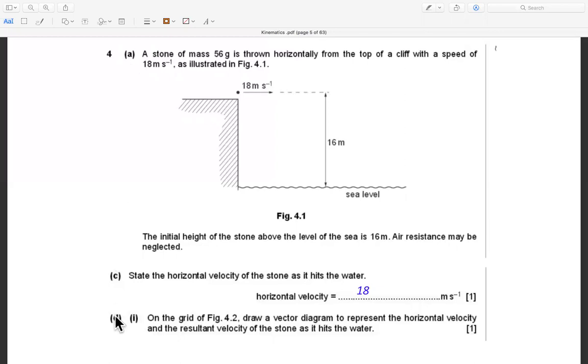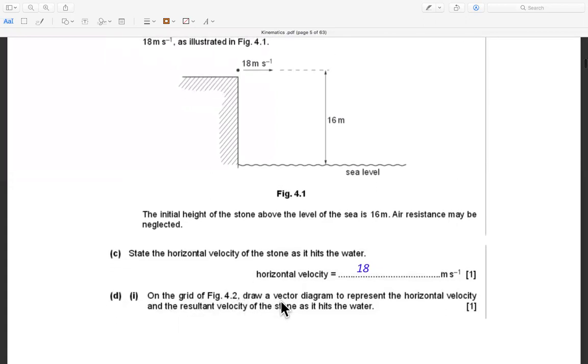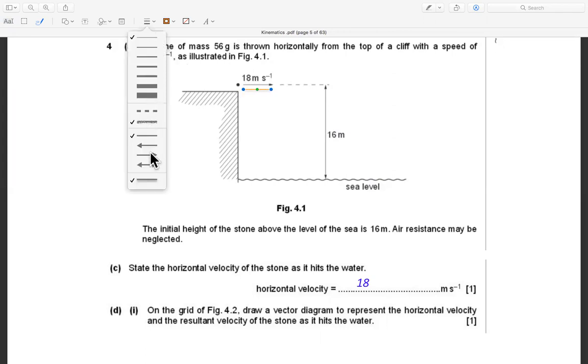Kok ACD? Oh, kenapa ini ACD? Okay. On the grid figure 4.1, draw a vector diagram representing the horizontal, vertical, and resultant velocity of the stone as it hits the water. Okay. This horizontal velocity, same length with this one. Ini sama panjangnya, kira-kira kalau begini. Maybe like this.